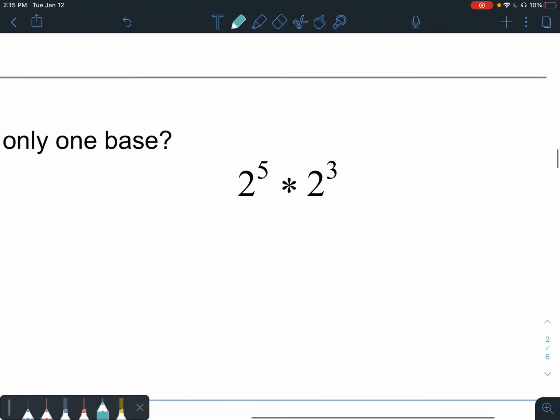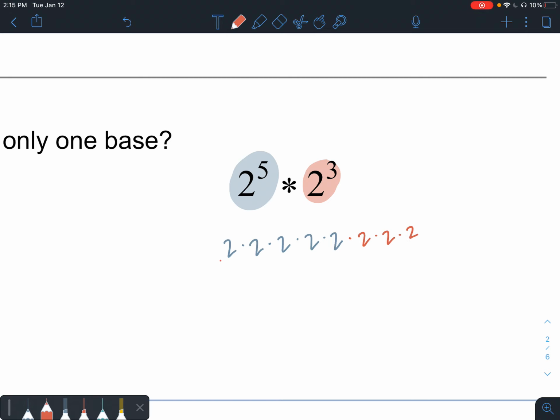Let's look at this next one, 2 to the 5th and 2 to the 3rd. So I have 5 2's. So I'm going to do 1, 2, 3, 4, 5. And then I have 3 here. So I'll do times 1, 2, 3. So now I have in total 8. So I get 2 to the 8th for that one.